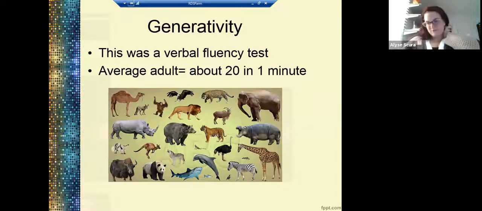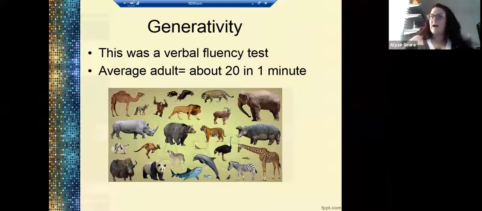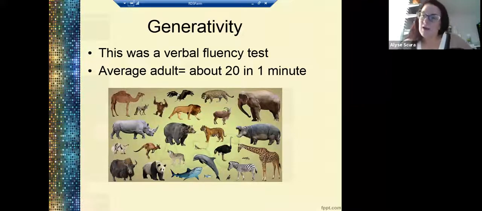Again, the average adult names about 20 in one minute, so it's not as many as you probably would have assumed. It is a verbal fluency test. This is actually something that is part of psychologicals, literally naming things in a category, animals, whatever it might be. But imagine how difficult that could be under pressure when you're getting an evaluation, right?